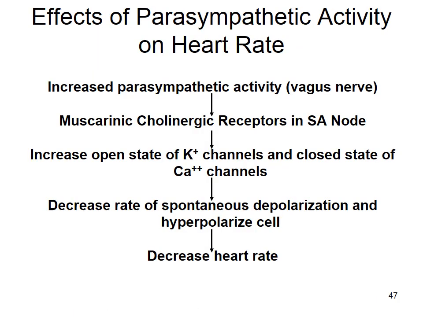Let's talk about parasympathetic. Okay, so increased parasympathetic activity. So when the vagus nerve is firing, that postganglionic neuron is going to release acetylcholine as its neurotransmitter. The SA node also expresses muscarinic cholinergic receptors, which bind to the acetylcholine. And when acetylcholine binds to the muscarinic cholinergic receptors, that increases the open state of potassium channels.